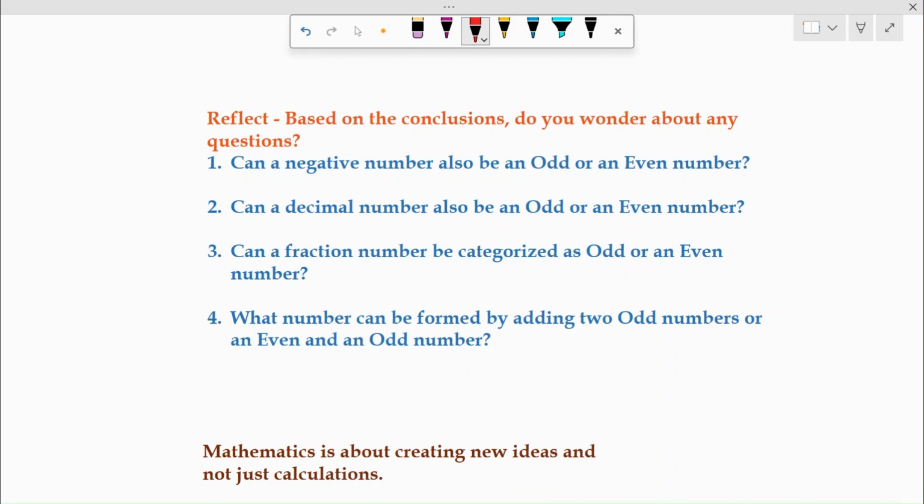Can a negative number also be an odd or even number? Hmm. Yeah, good question to think about, isn't it? And what about a decimal number and a fraction? Can they also be odd or even numbers? And what happens when many odd and many even numbers are added, or two odd numbers are added? So you can try this activity and figure out what the answers for these questions could be.